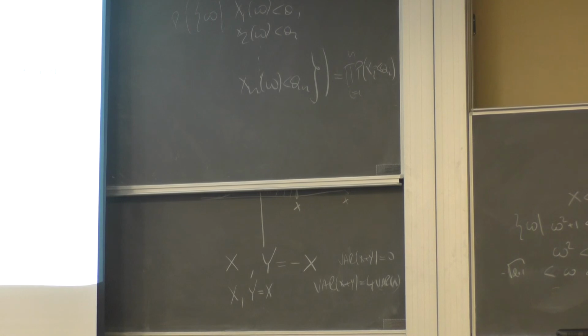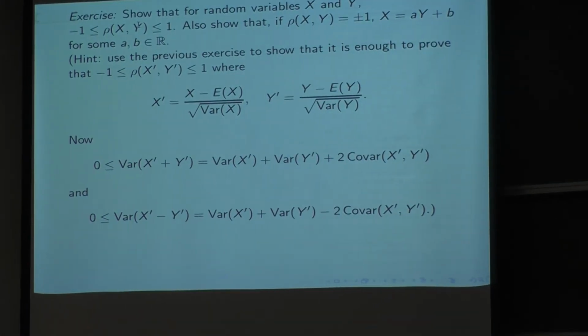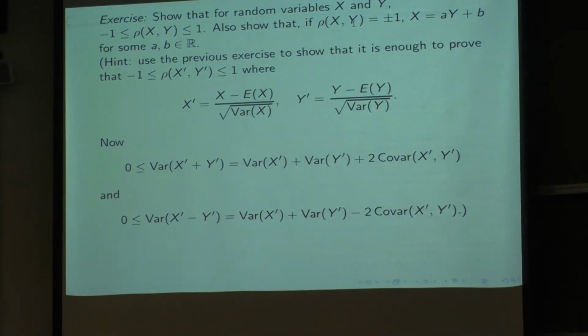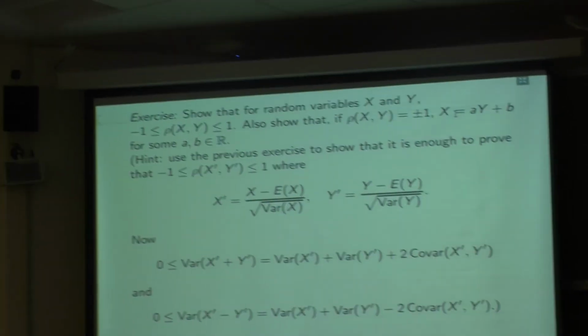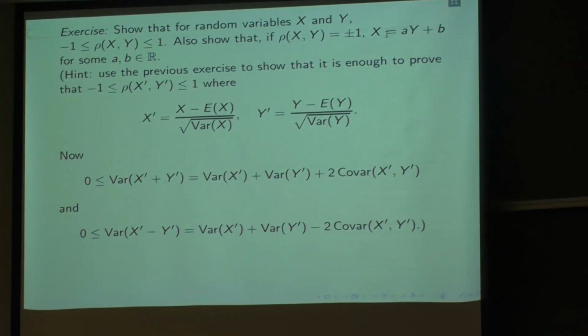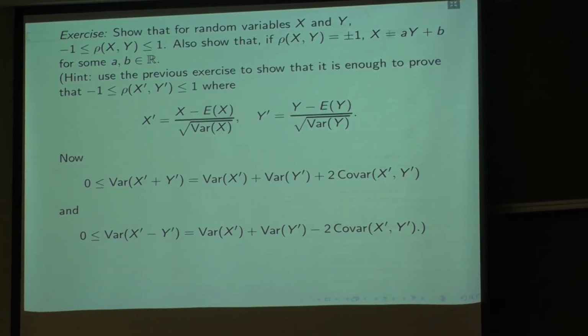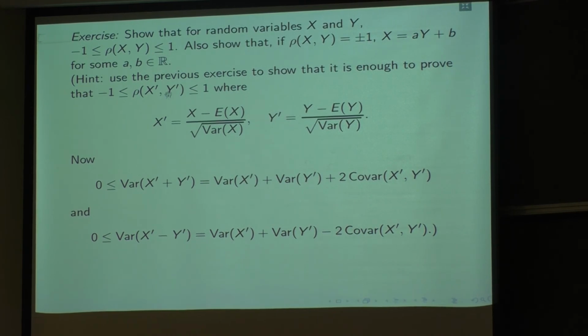And why do I claim that this is a normalized covariance? Because the correlations you're getting are always numbers between -1 and 1. And if we have a correlation of 1 or -1, that means that one of the random variables is just a linear function of the other one. Okay. And if you go through the exercise here, you're going to see why these statements are true.